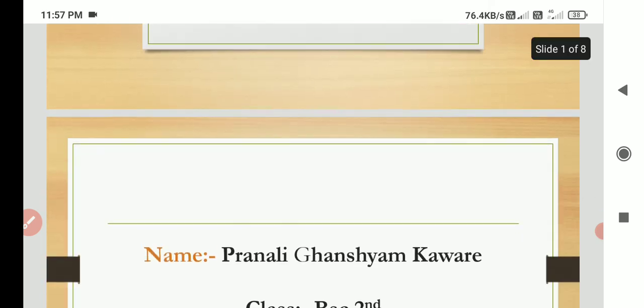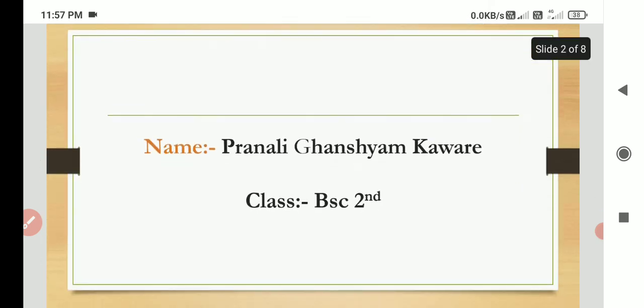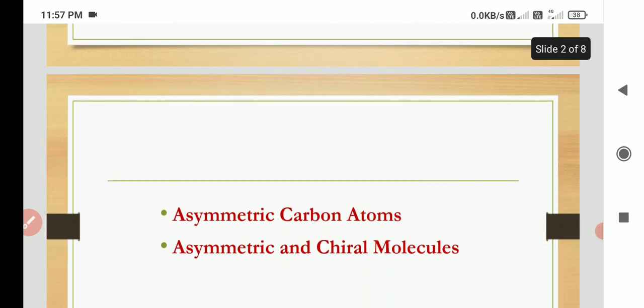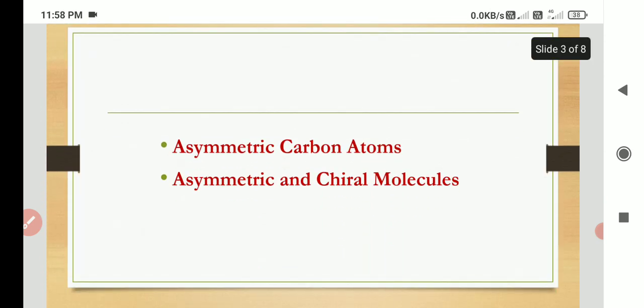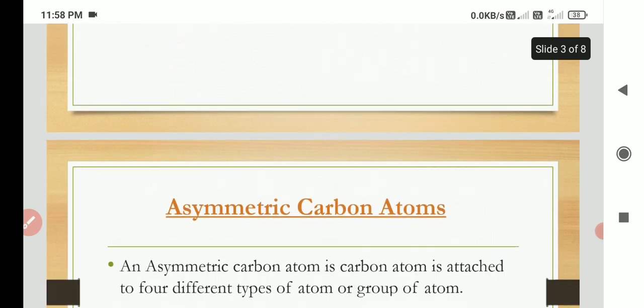Myself Pranali Ghansham Kaure. I am a student of BSc second year, Department of Chemistry. Today I will be talking about my seminar presentation. The topic of my presentation is asymmetric carbon atoms and asymmetric and chiral molecules.